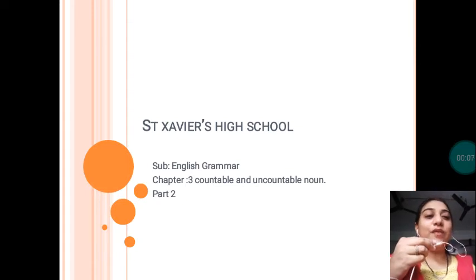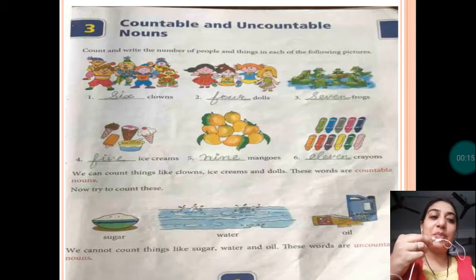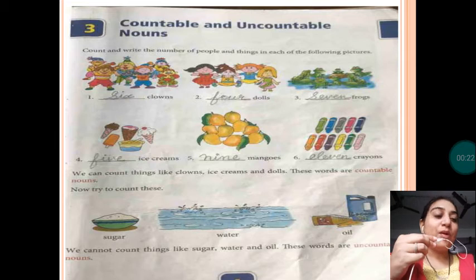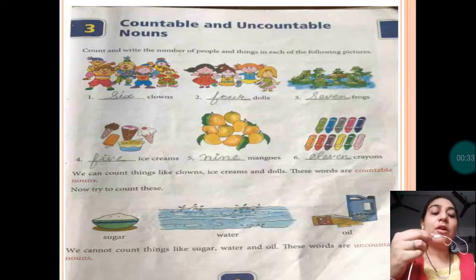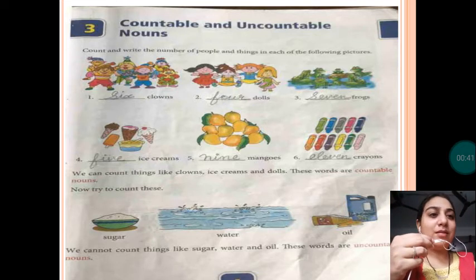In this session we are going with your English grammar, chapter number 3, countable and uncountable nouns. As we have previously learned, countable nouns are the nouns which can be counted in numbers, which we can quantify, which we can know the quantity of. Uncountable nouns are the nouns which cannot be counted. We cannot say in numbers like 1, 2, 3. We have seen the examples also: pencil, rubber, mangoes, all these are countable.